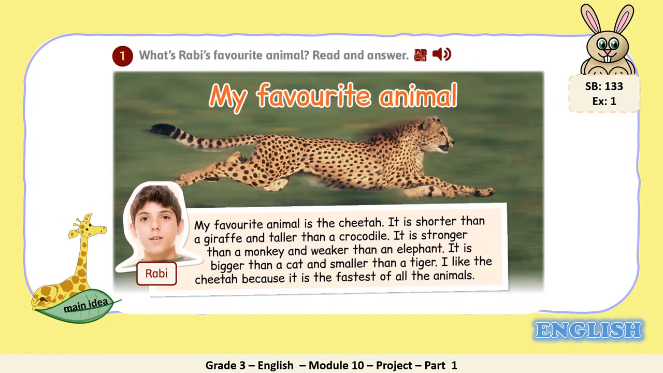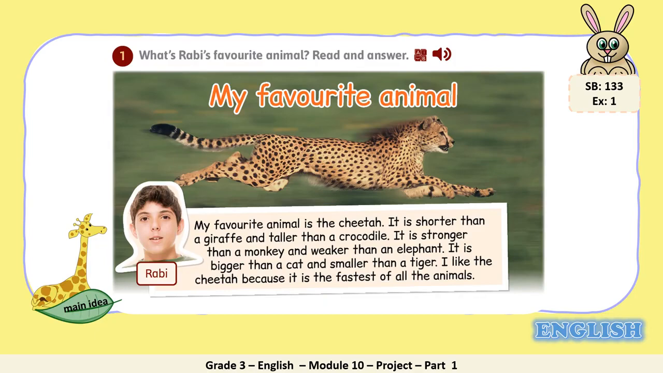So, in this step, we have to listen carefully to find out the main idea. What's Rabia's favorite animal? Are you ready? Let's listen. 1. What's Rabia's favorite animal? Read and answer.